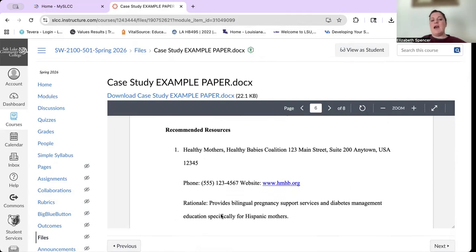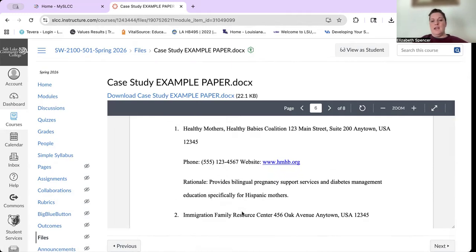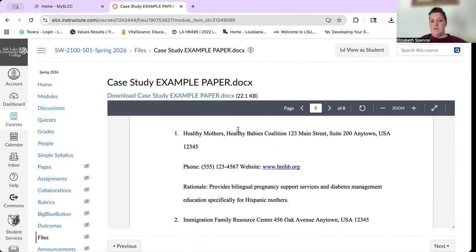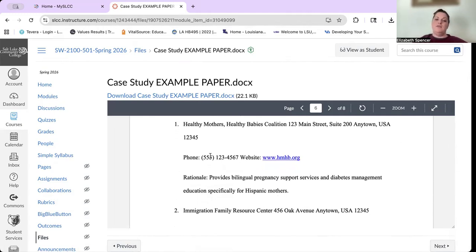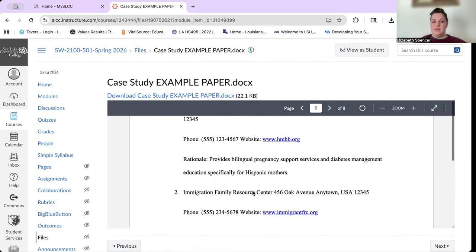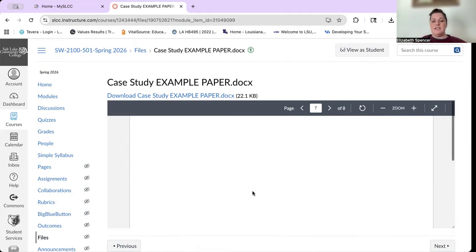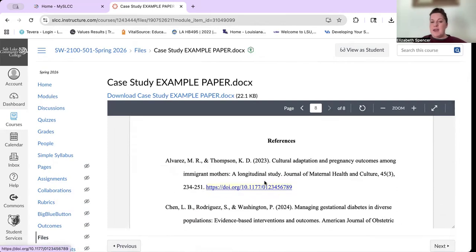You're going to have 3 recommendation resources that you'll come up with. These are like connecting them with agencies, and you want to make sure that you include the title of the agency, the address of the agency, the phone number, and the website, and then a small rationale of how this is going to be helpful for this person. So just make sure that you're having 3 of those resources. And then finally, you'll have a reference page.